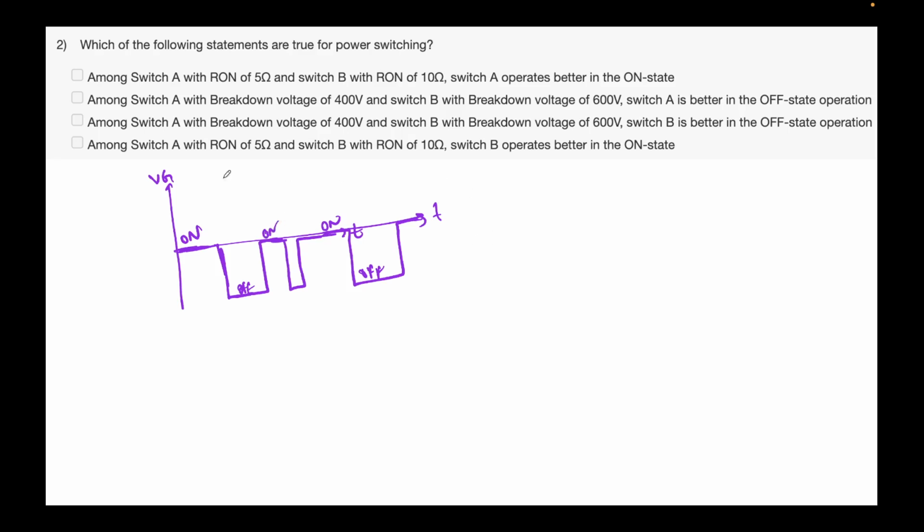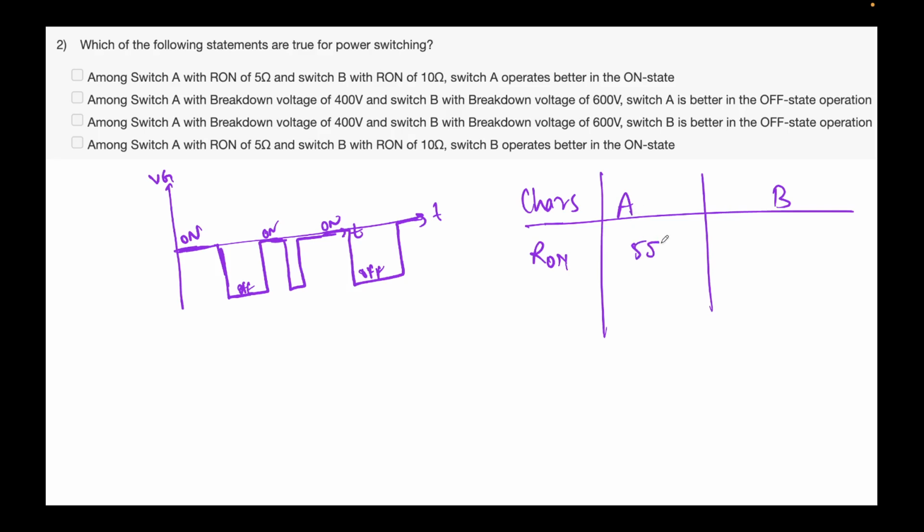So there are two switches, switch A and switch B, and I'll write here the characteristics. What characteristics are we talking about? We are talking about R on. So what is the value for A? It is 5 ohms. For B, it's 10 ohms. That's the on state.